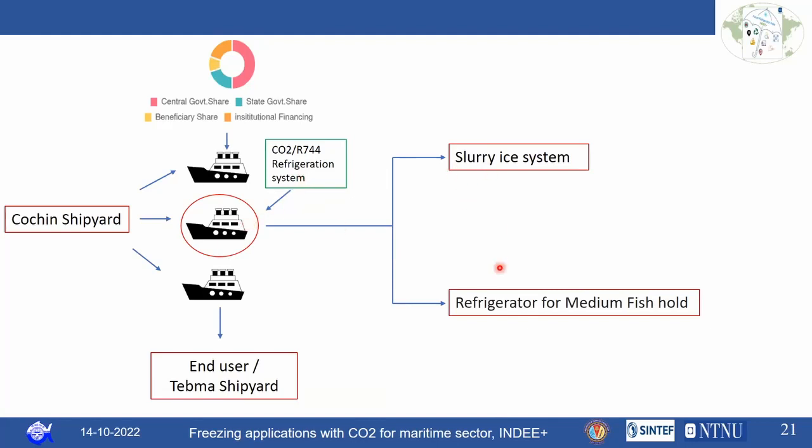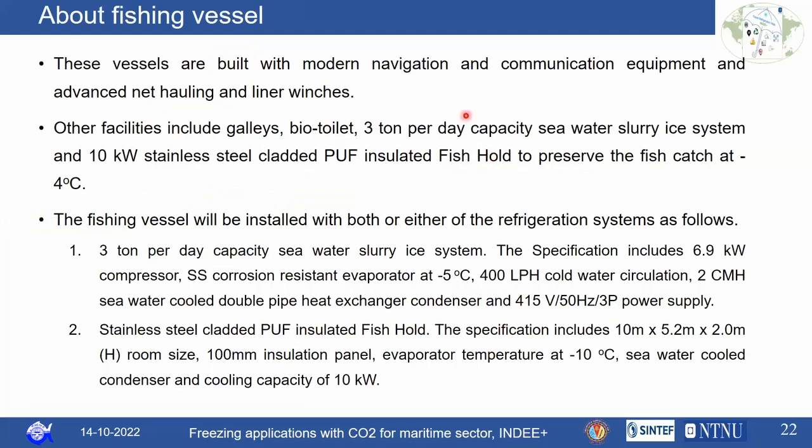This fishing vessel has two different refrigeration apparatus. One is called the slurry ice system, which Christina Madam explained in the last lecture, and the other is a refrigerated medium fish hold, the fish holding chamber at around -4 degrees Celsius. So these are the details about the fishing vessel. It has a modern navigation system, communication equipment, an advanced net hauling system, a 3 ton per day capacity seawater slurry ice system, and a 10 kilowatt stainless steel insulated fish hold to preserve the fish catch at -4 degrees Celsius.